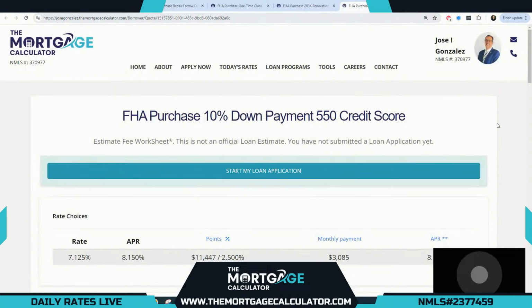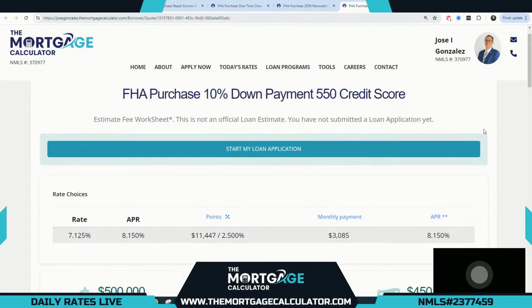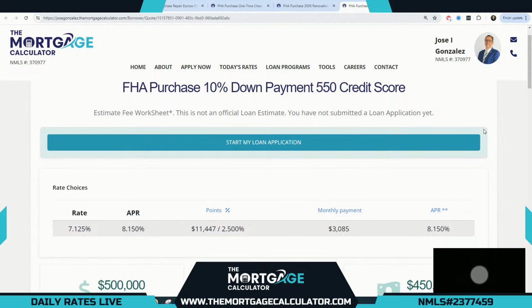Now, for our lower credit score options, with FHA loans, when the credit score drops below 580, the minimum down payment does increase to 10%. So keep that in mind when you're trying to structure your deals. 10% down minimum below a 580. So here, our 550 credit score option is 7.125 at a cost of 2.5 points.